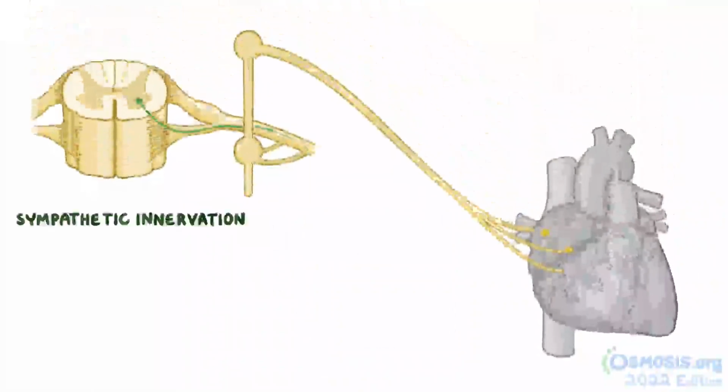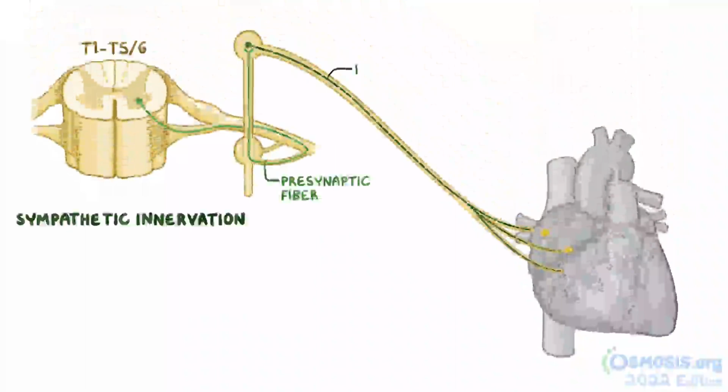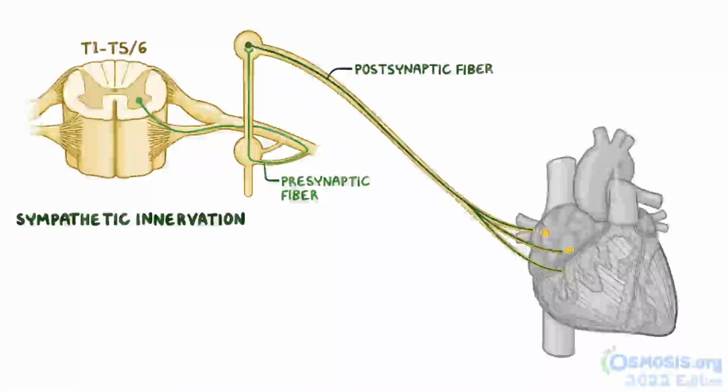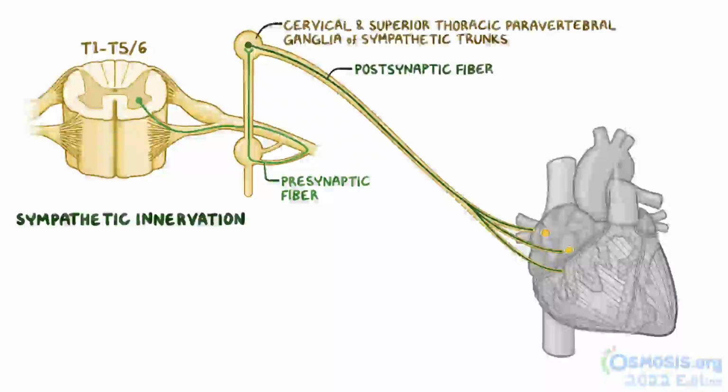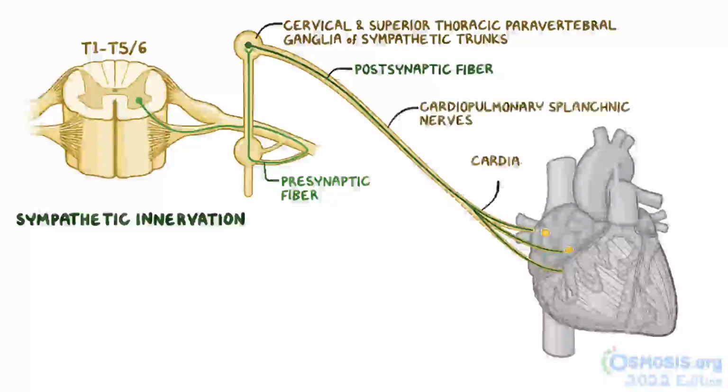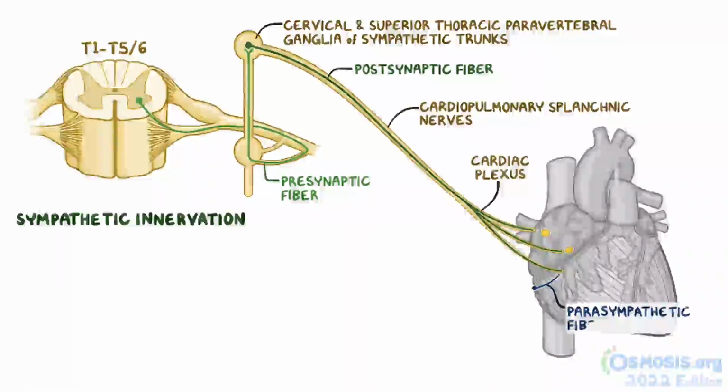Sympathetic innervation is from presynaptic fibers with cell bodies found in the superior 5 to 6 thoracic segments of the spinal cord, and postsynaptic sympathetic fibers with cell bodies in the cervical and superior thoracic paravertebral ganglia of the sympathetic trunks. Postsynaptic fibers travel across cardiopulmonary splanchnic nerves and the cardiac plexus ending in the SA and AV nodes, and they also have connections with the terminations of parasympathetic fibers on the coronary arteries.